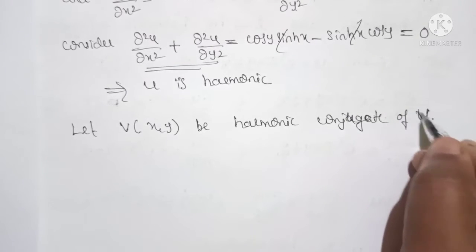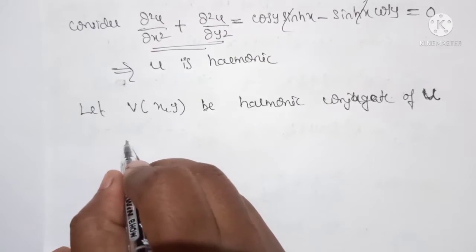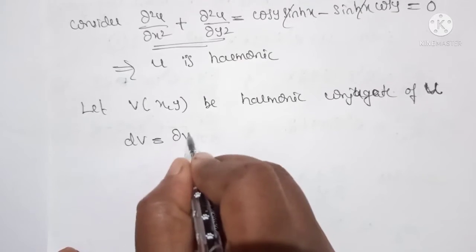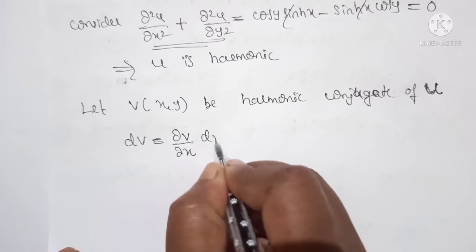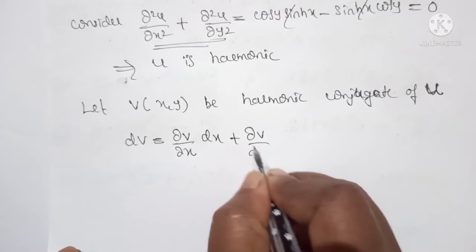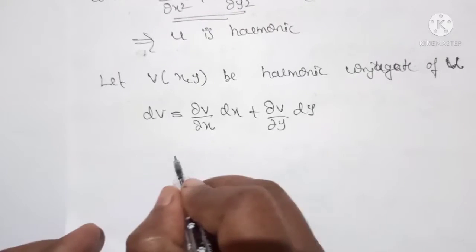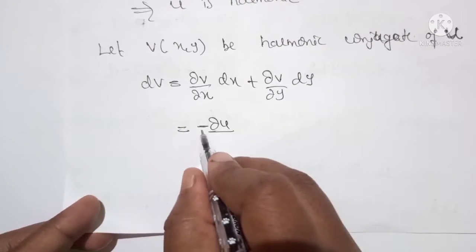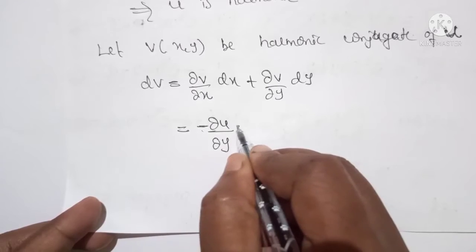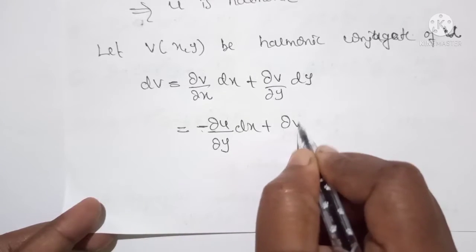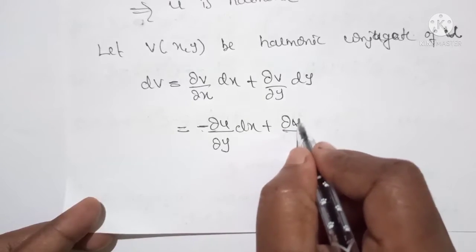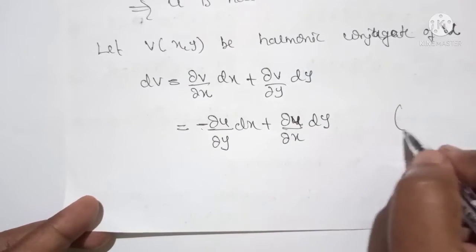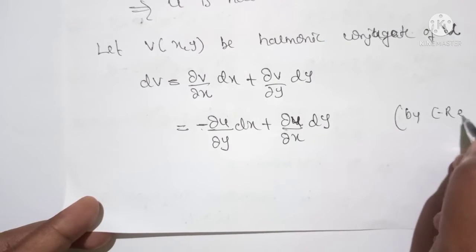Now to find the harmonic conjugate of u, let us consider v as a harmonic conjugate of u. Now dv, that is the total derivative of v, equals ∂v/∂x dx plus ∂v/∂y dy. This can be replaced using the CR equations, that is minus ∂u/∂y dx plus ∂u/∂x dy. So this is by CR equations.